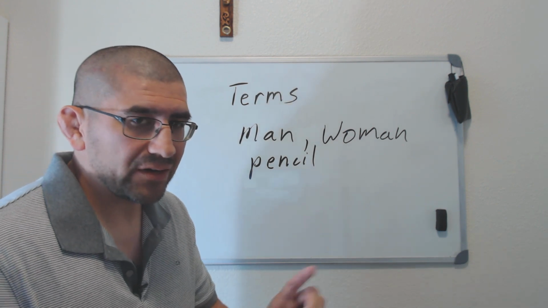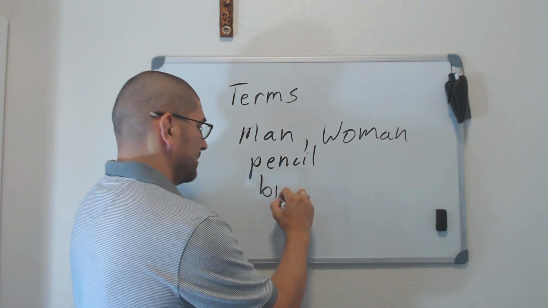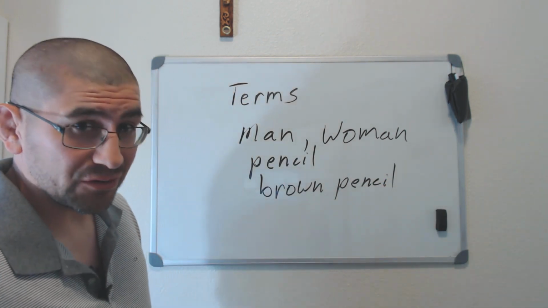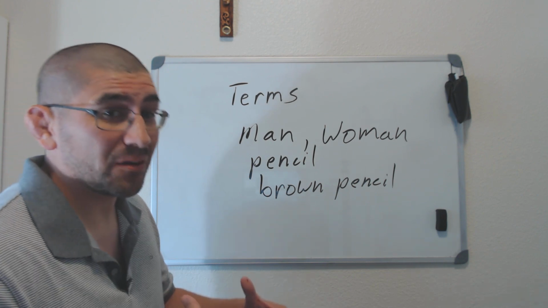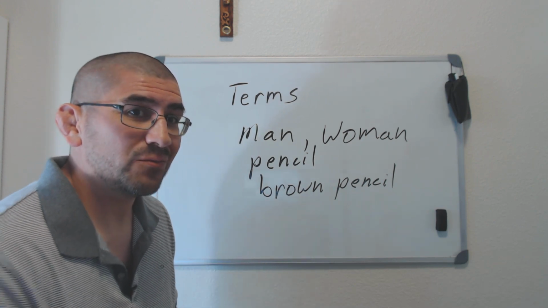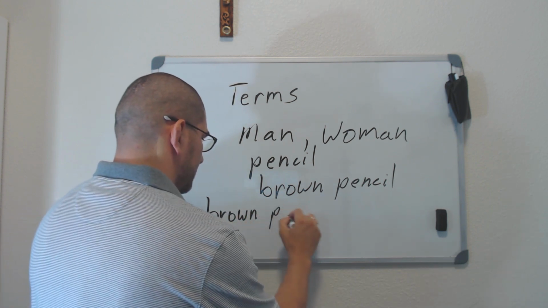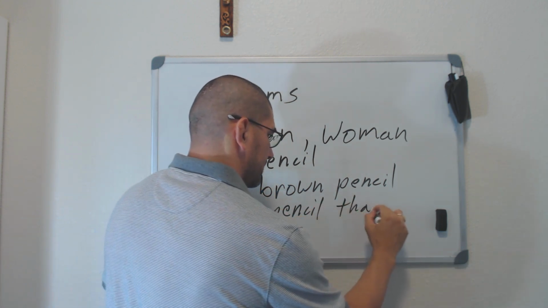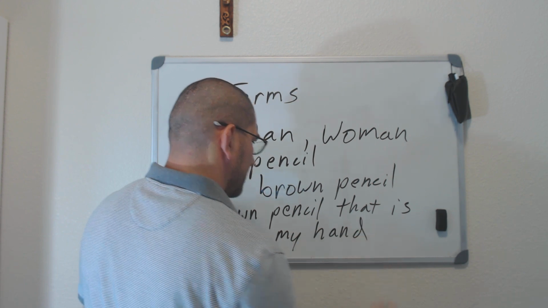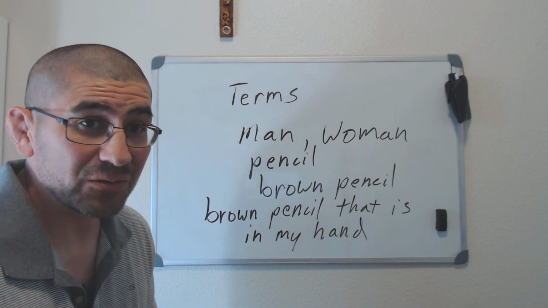Terms don't have to be just one word. They could be many words. So if I say brown pencil, that is also a term, if it's in a proposition, which we'll see in a second. So in other words, a term can be two words. A term can be more than two words. If I say brown pencil that is in my hand, that is also a term.